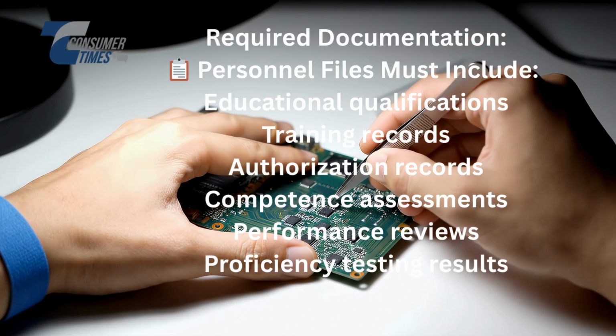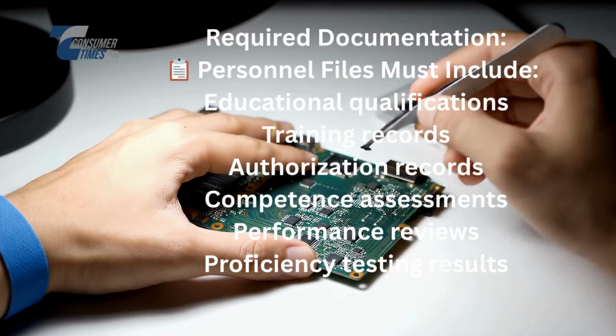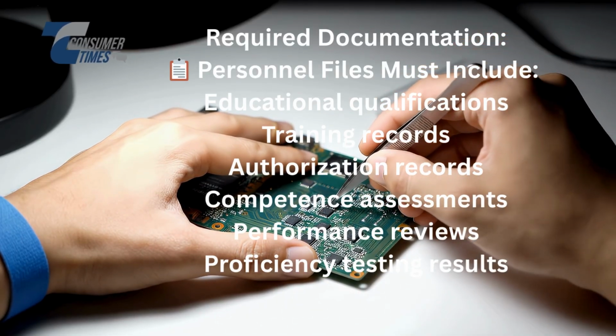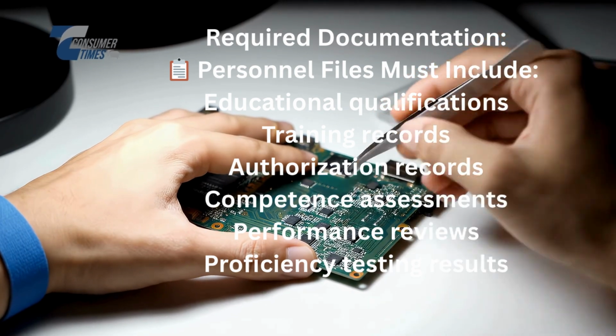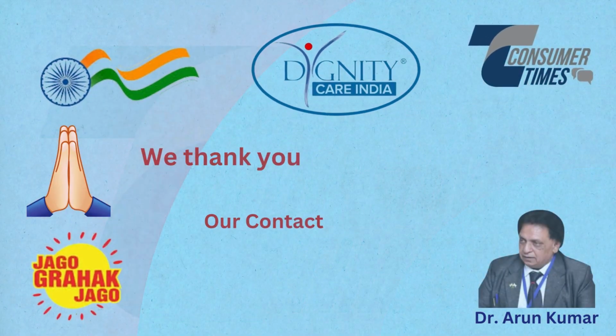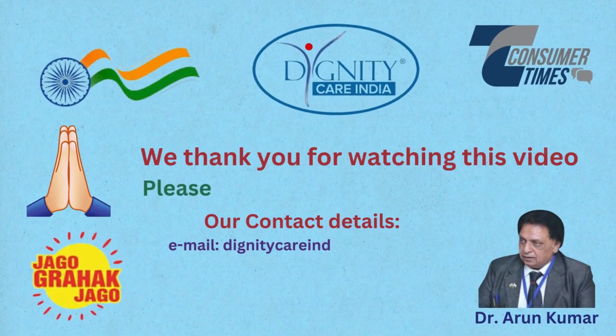So, how do you implement all this effectively? Start by creating clear competence matrices for each role, defining required education, training, skills, and experience. Develop structured training programs with clear learning objectives and assessment criteria. Maintain a training calendar and track completion systematically.